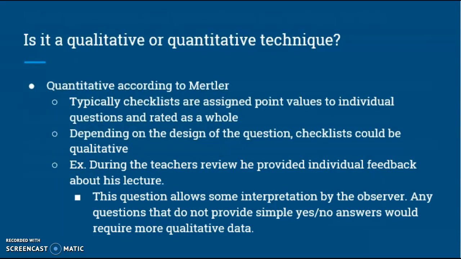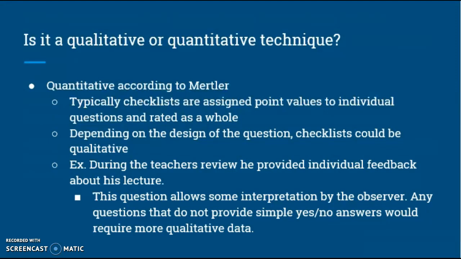So open-ended questions, or questions with some kind of debatable response, could be considered qualitative. For example, during a teacher's review, he provided individual feedback about his lecture. For me, I do a lot of lectures followed up with some kind of activity. So if an administrator would come in looking at my teaching style and is looking for feedback, it could be something as simple as a thumbs up or a high five, just a nod of the head, something like that.